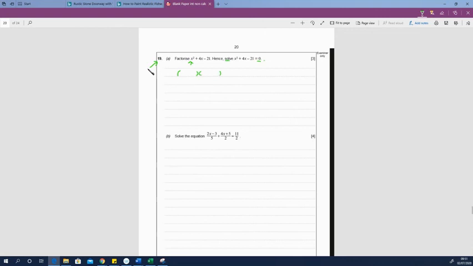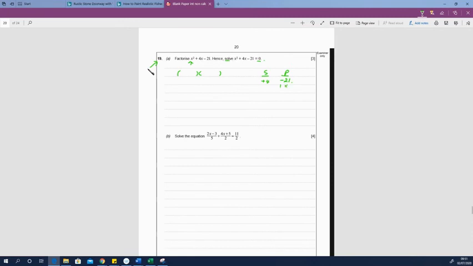Then I look at two numbers whose product will be minus 21, but the sum will be plus 4. So two numbers, when they're multiplied together, will give you 21. When you add them together, they'll give you 4. Well, let's look at 21.